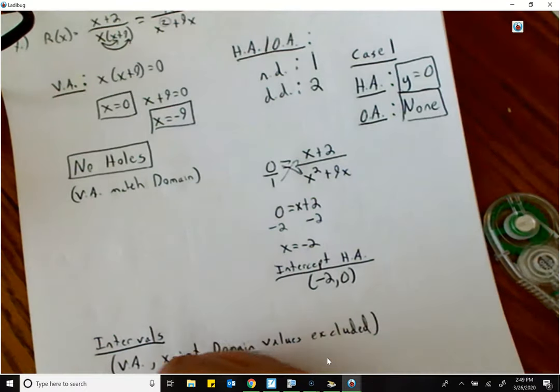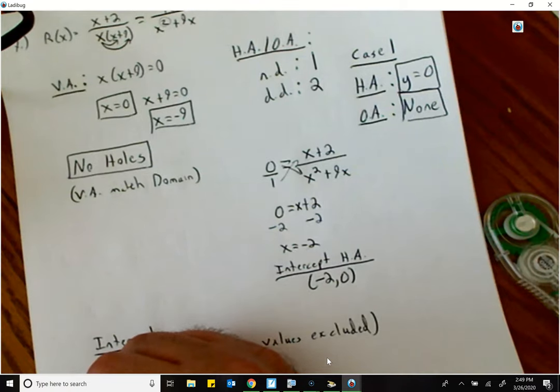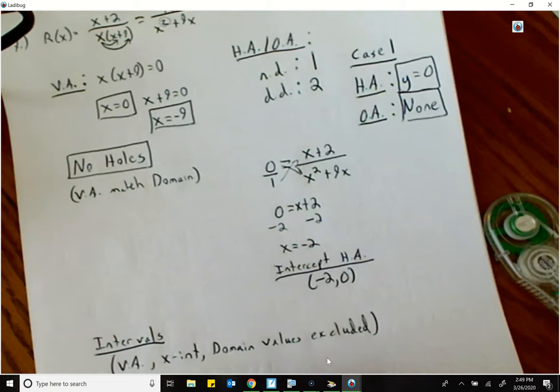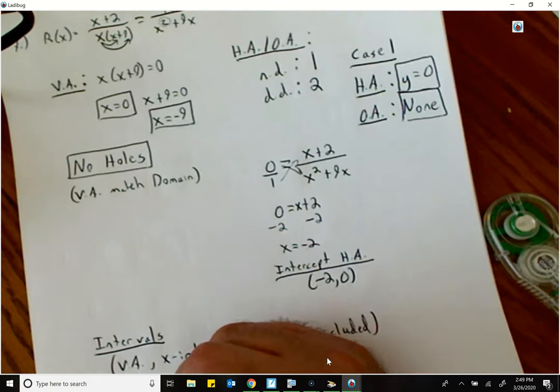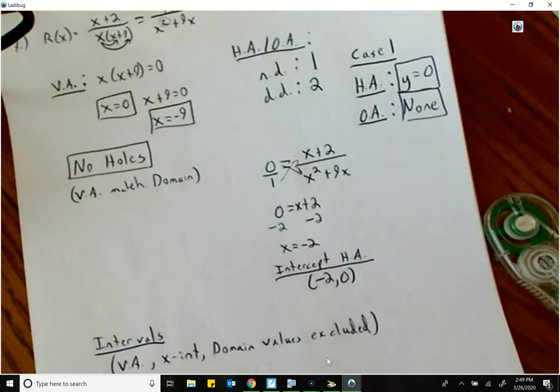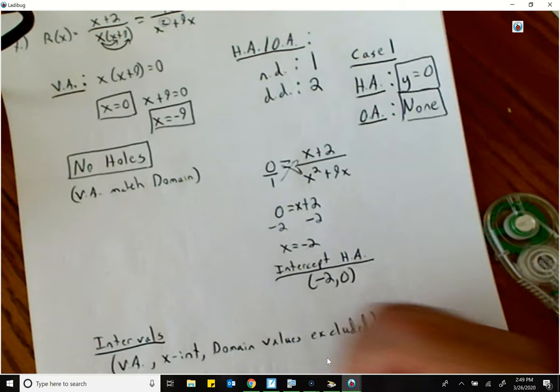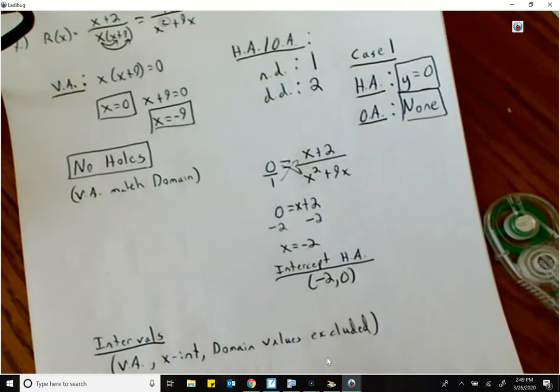So now I need to pick a number that is less than negative 9. So I'm going to choose negative 10. I'm going to pick a value that's between negative 9 and negative 2. So I'm going to make it easy on myself and do negative 3. And I'm going to pick a value between negative 2 and 0. I'm going to choose negative 1, sorry. I'm going to pick a value above 0. So I'm going to choose a 1.